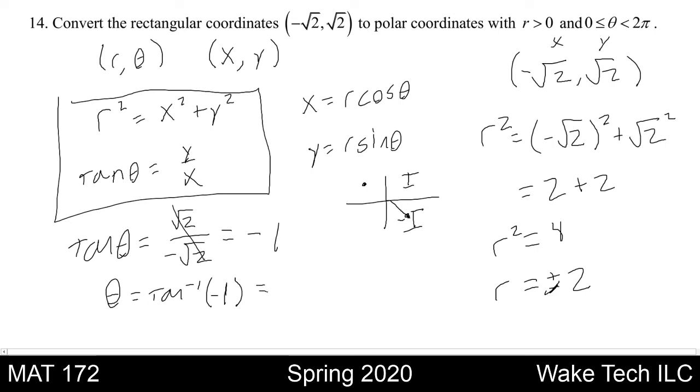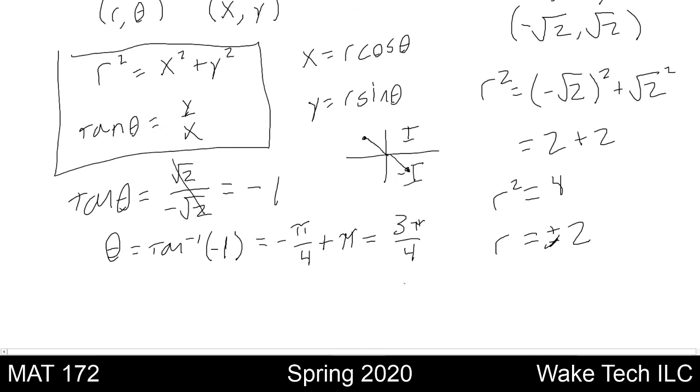We have to then adjust this angle. And the way we adjust it, since we want to go straight across the unit circle here, is add pi. And we'll end up with 3 pi over 4. My final answer then, since we have an r and a theta, is to write (2, 3 pi over 4).